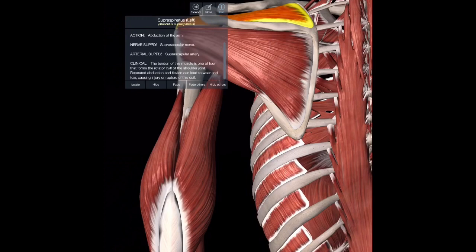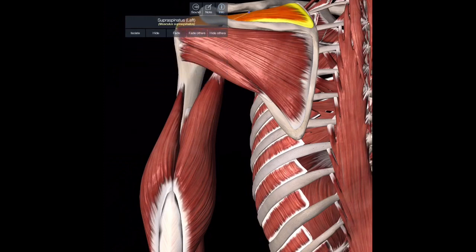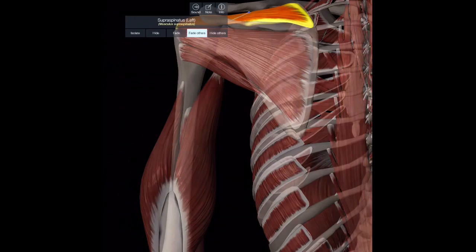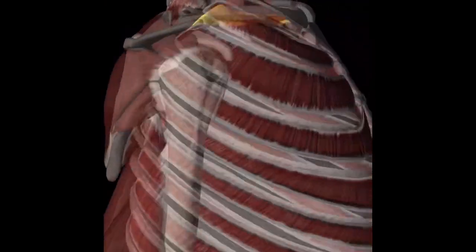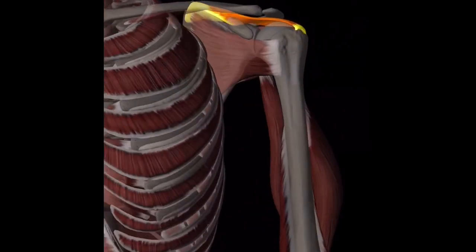Clinically, the tendon of this muscle is one of four that forms the rotator cuff of the shoulder joint. Repeated abduction and flexion can lead to wear and tear, causing injury or rupture of this cuff.